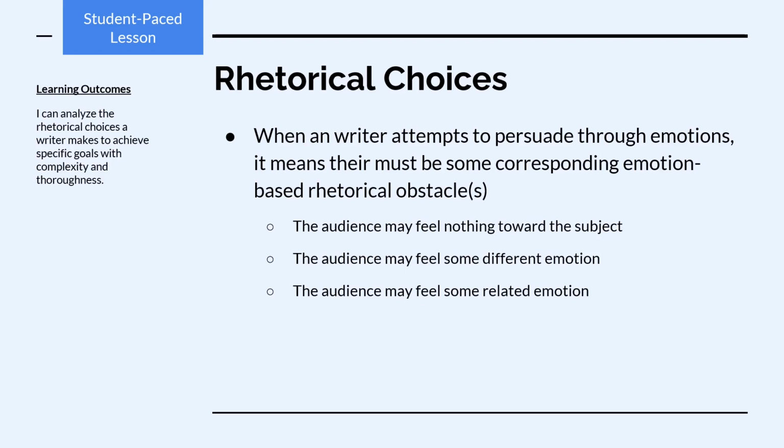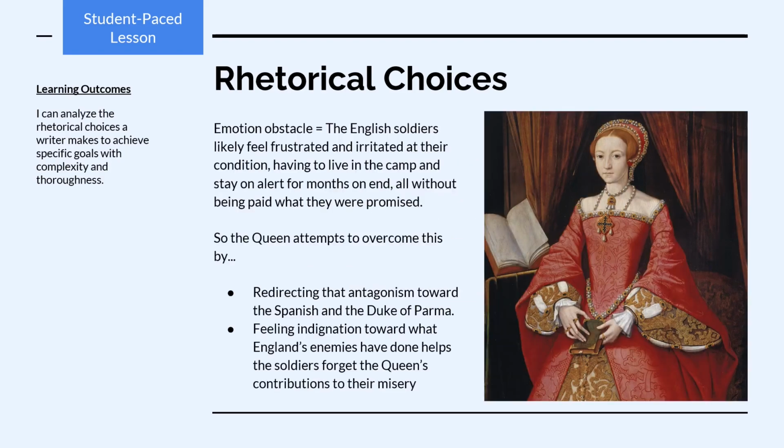The audience may feel nothing toward the subject matter. The audience may feel some different emotion than what the writer wants them to feel. The audience may feel some closely related emotion as well. An example of an emotional obstacle would be when the English soldiers at Tilbury likely feel frustrated and irritated at their condition, having had to live in camp and stay on alert for months on end, all without being paid what they were promised. So to overcome this, the Queen attempts to redirect that irritation, that antagonism toward the Spanish and the Duke of Parma.